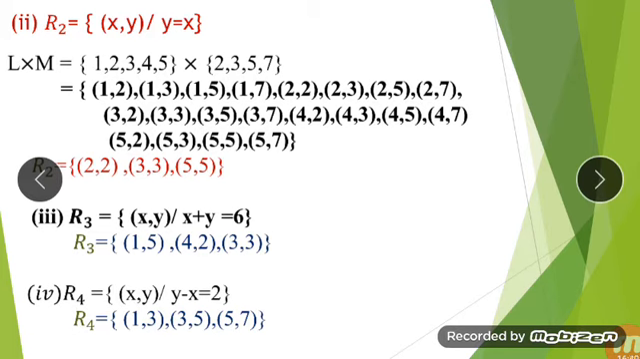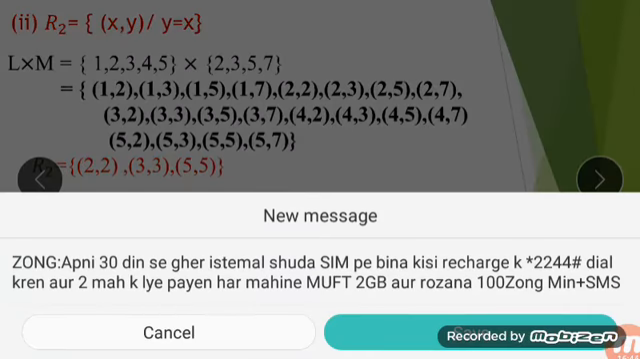So here we are done with exercise 5.5 up to question number 4.